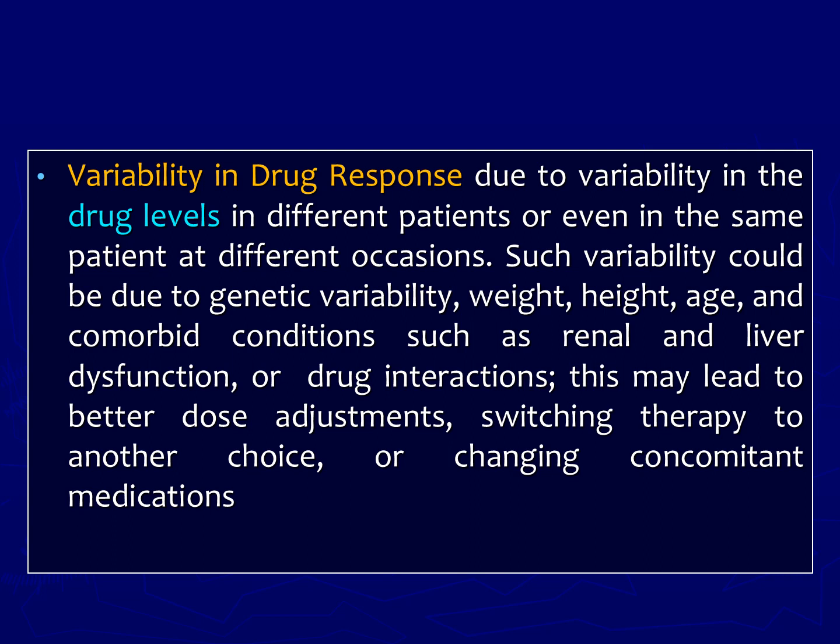Or similarly, height, age, other comorbid conditions including renal and liver dysfunction, or even drug interaction. That is also very important, as we discussed in drug interaction while we discussed general pharmacology. So that requires better dose adjustment. There may be switching therapy, from one to another choice, or they may require changing the concomitant medication, etc.